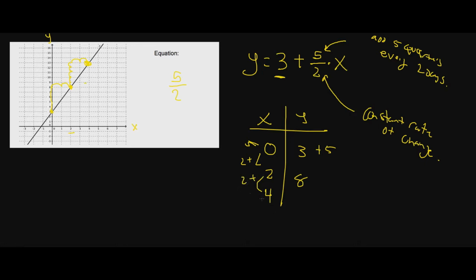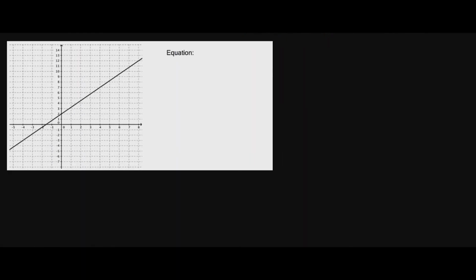plus 2. 2 plus 2 is 4. And now we add 5 quarters. So 8, 9, 10, 11, 12, 13. So when x is 4, it should be 13, which is in fact right here. You can see it. 13 is right there. That's just to show you how you can create equations like this. And we'll do this last one very quick.